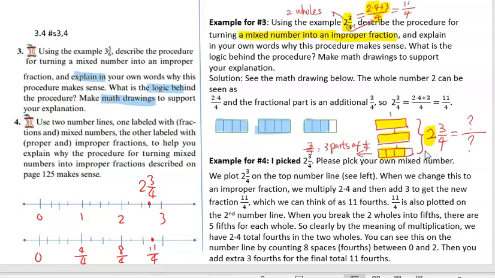Remember, the top means the number of parts, so we need to know the total number of parts. And the bottom tells the size of the parts. It makes sense to divide the other 2 wholes into the same size parts so we can add them. If they have different sizes, we cannot add them. So we're going to cut the other 2 wholes into 4 equal parts.